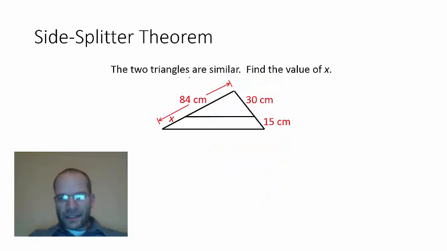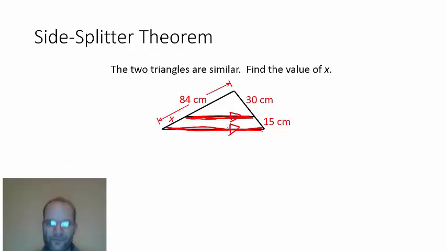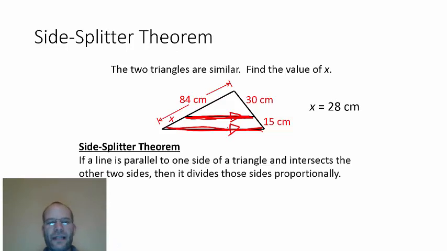What we're going to do now with the side splitter theorem is begin to pay attention to the situation that arises when we have a line segment inside the triangle which is parallel to one of the sides. Side splitter theorem says if a line is parallel to one side of a triangle and intersects the other two sides, then it divides those sides proportionally. What that means is that instead of comparing the triangles, we can begin to compare the actual segments. Let's take a look at that.